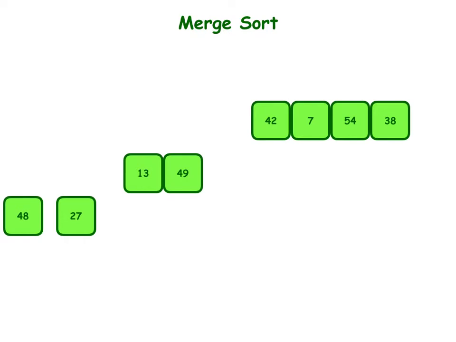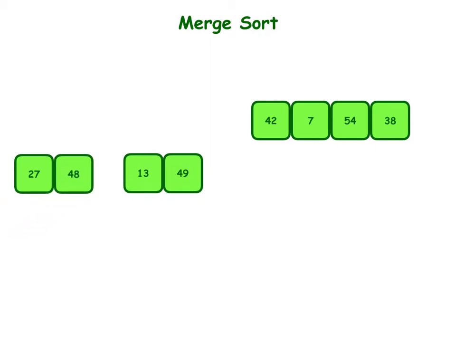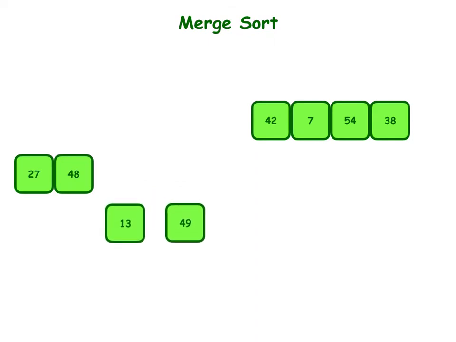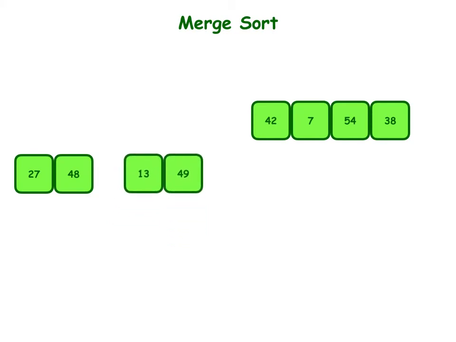So now that we've reached the base case, we're going to start merging values together. We do that by comparing 27 and 48. Which number is smaller? 27 is smaller, so 27 gets brought up first. And since 48 is all that's left, 48 gets brought up afterwards. Next, we break down this subarray into two parts. Now they're at the base case, and now we can merge it back together. 13 and 49, 13 is the smaller of the two, so 13 gets merged in first, followed by 49. Now we have two sorted subarrays.